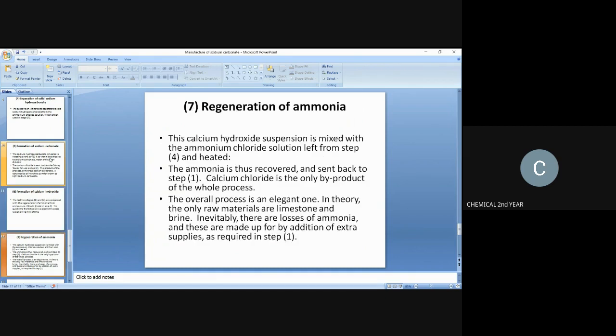The last step is the regeneration of ammonia. The calcium hydroxide suspension is mixed with the ammonium chloride solution left from step 4 and it is heated. The ammonium chloride and calcium hydroxide give calcium chloride plus ammonia and water. The ammonia is thus recovered and sent back to step 1. Calcium chloride is the only byproduct of this whole process.